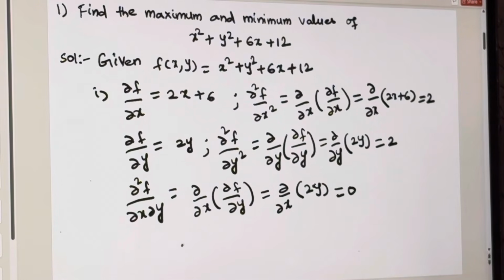Okay, so what is the second step? Second step is what? You have to solve the equations ∂f/∂x is equal to 0 and ∂f/∂y is equal to 0, इन equations को solve करना है. That is nothing but your second step. Okay, so you have to solve ∂f/∂x is equal to 0 and ∂f/∂y is equal to 0.